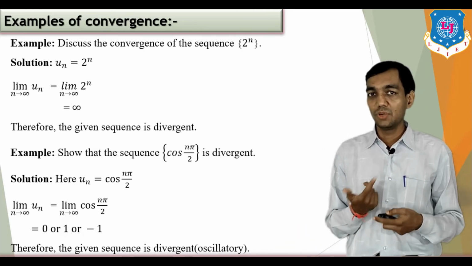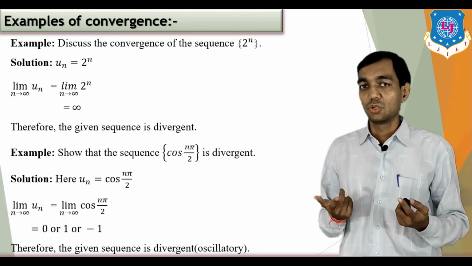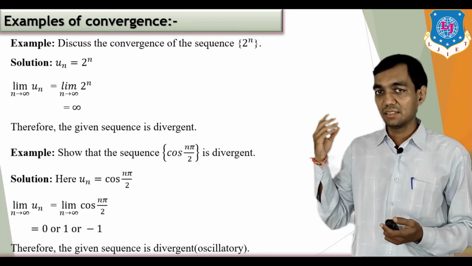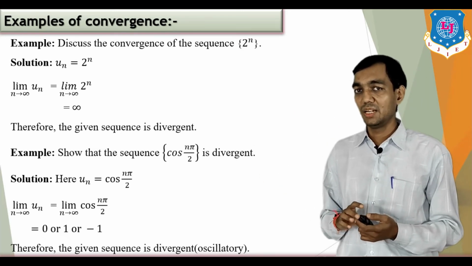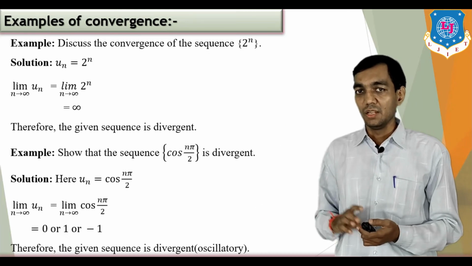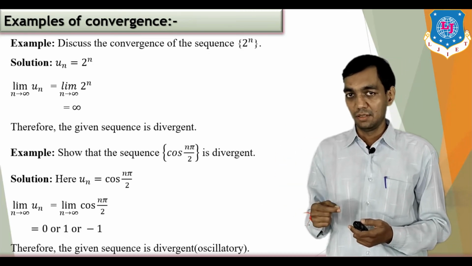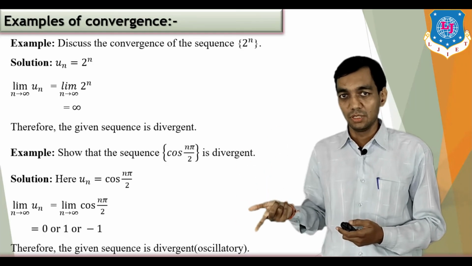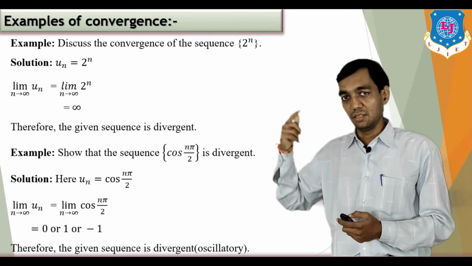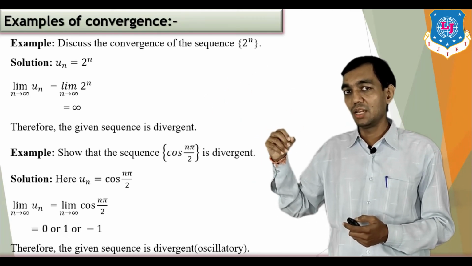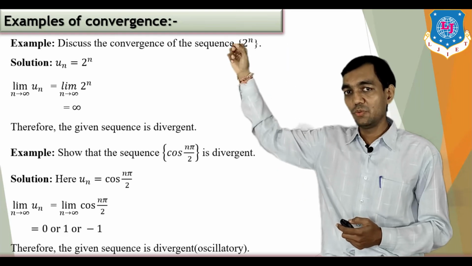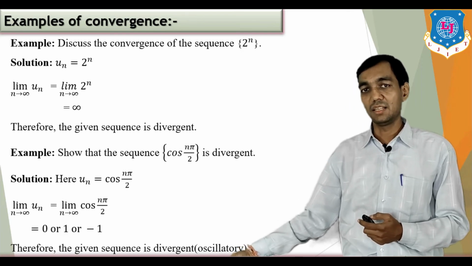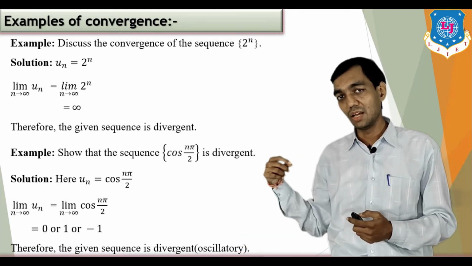In the same manner, we are going to take one more example, show that the sequence cos n pi by 2 is divergent. Now see, we have already discussed cos n pi by 2 in a simple example, and we have seen the graph. For different values of n, cos n pi by 2 has different values. Considering the unit circle, if you start with n is 0, then you have a value 1. If n is 1, then you have value 0. n is 2, then you have a value minus 1. n is 3, then you have value 0. n is 4, then you have a value 1.